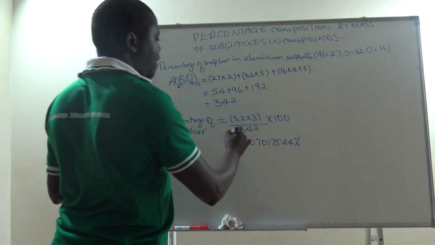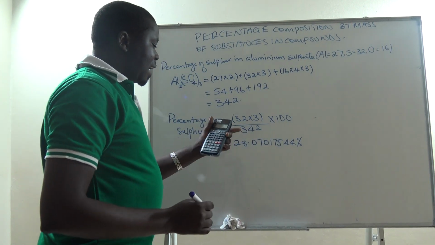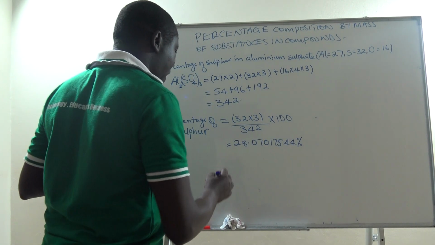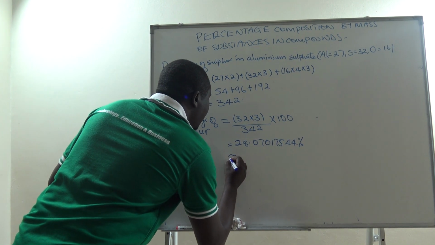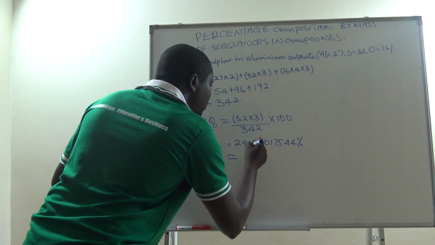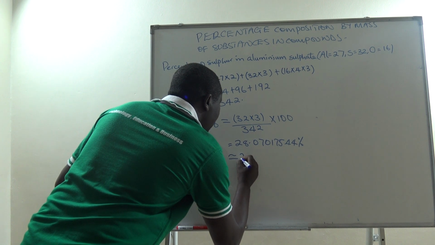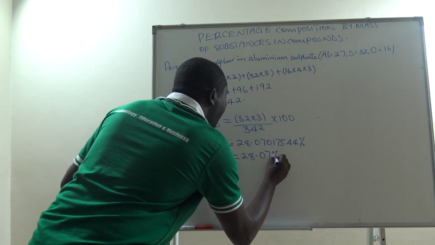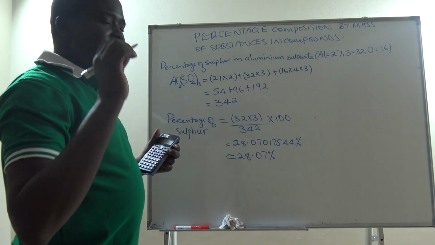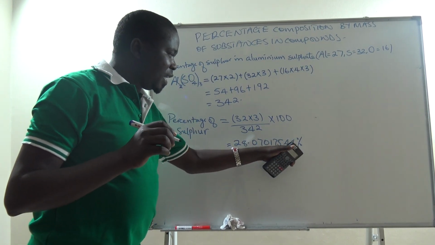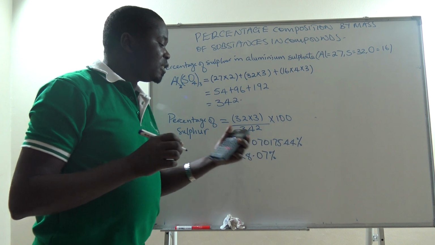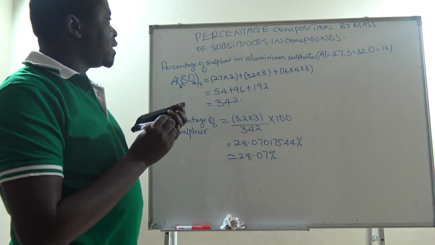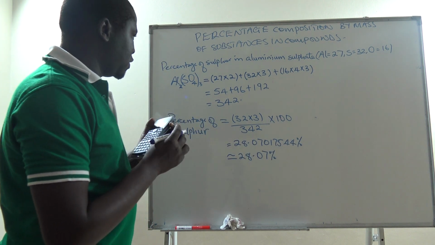So we get a value of 28.0701754%. This is our correct answer, the real answer which we have got from the calculator, and we can now make it an approximate value if we want to round off, say to 2 decimal places. If we want, it becomes, say, 28.07%. Please never you forget the unit in this case. So the unit is percent. Remember, we are calculating percentage composition.